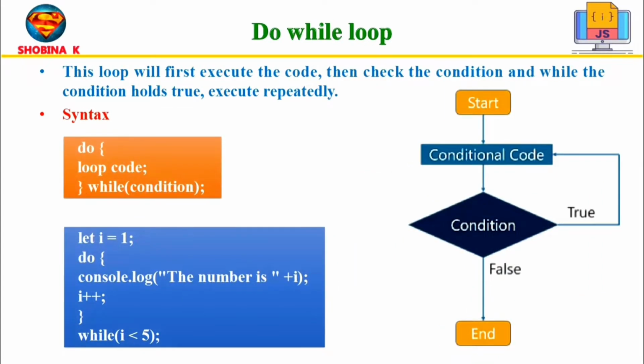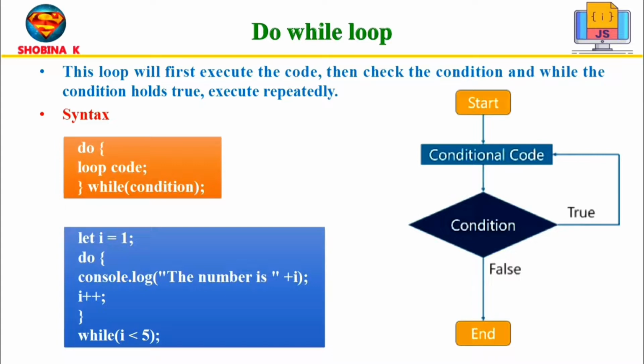The do while loop is closely related to while loop. This loop first executes the code and then checks the condition. And while the condition is true, it executes repeatedly. So if you want to run a code block at least one time, then use do while loop.